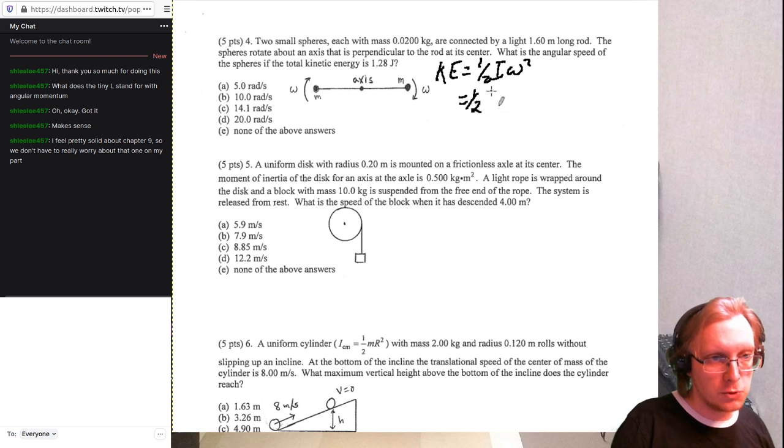So here we have two objects going around in a circle, and so this is equal to mr squared plus the other mr squared, because that's on the other side, right? Two masses, 1 and 2, omega squared. These m1 and m2 are the same, so 1/2 times 2 is 1. So we end up with mr squared omega squared.